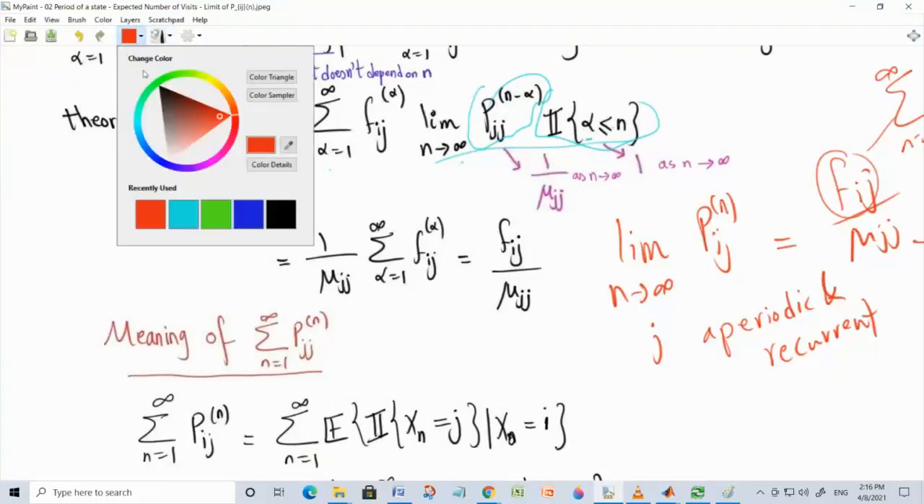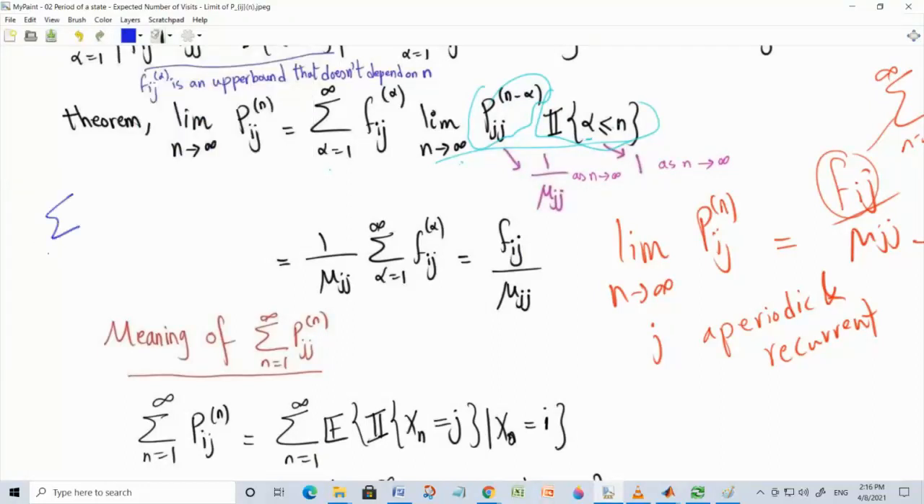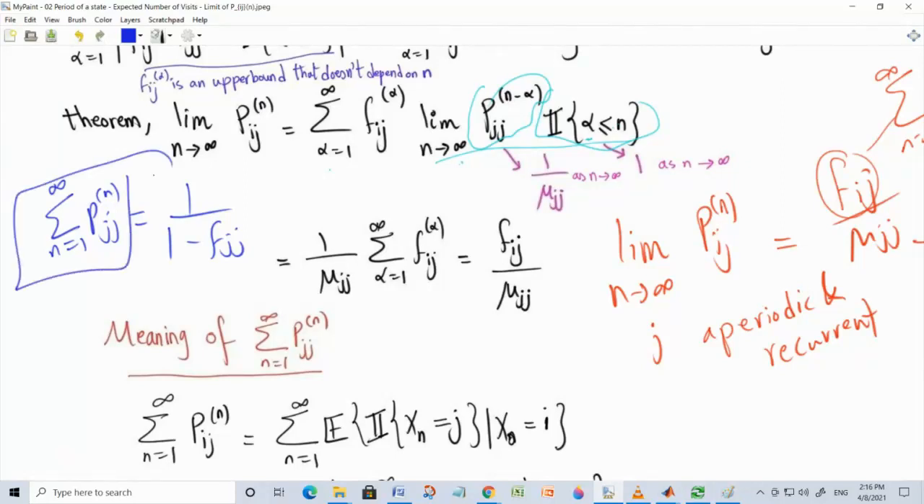Now remember, when doing state classification, we use this relationship: the summation over n from 1 to infinity of bjj of n is equal to 1 over 1 minus Fjj. So for recurrent states, Fjj will be 1 and this summation will be infinity. For transient states, Fjj will be less than 1 and this will be finite. But what is the meaning of this? What does it mean that you take the b probabilities and just sum them? Is there a meaning? Yes, there is a meaning.